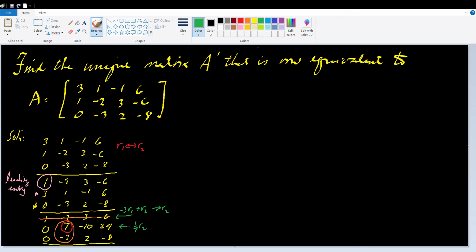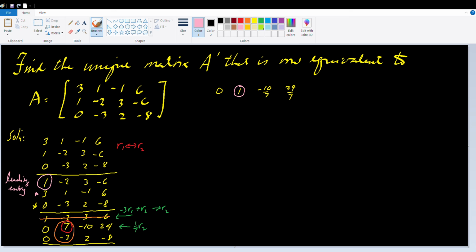And what do we have? We have 0, 7 divided by 7 is 1, negative 10 over 7 and positive 24 over 7. There. So we now have a leading entry. Entries above and below must be 0.